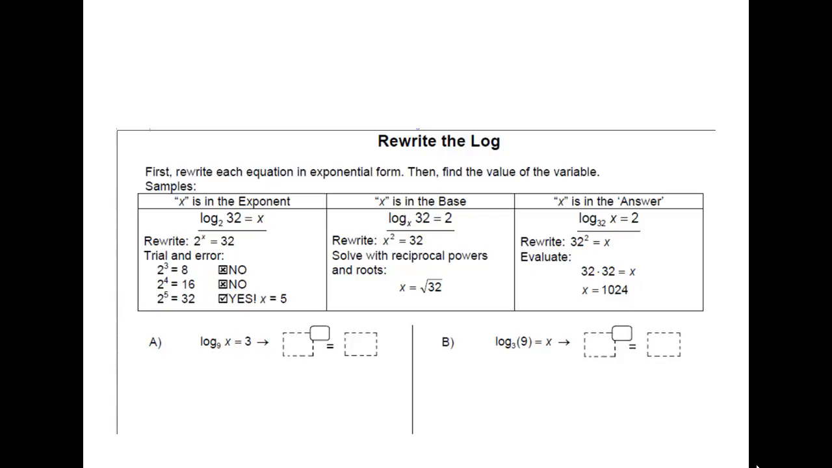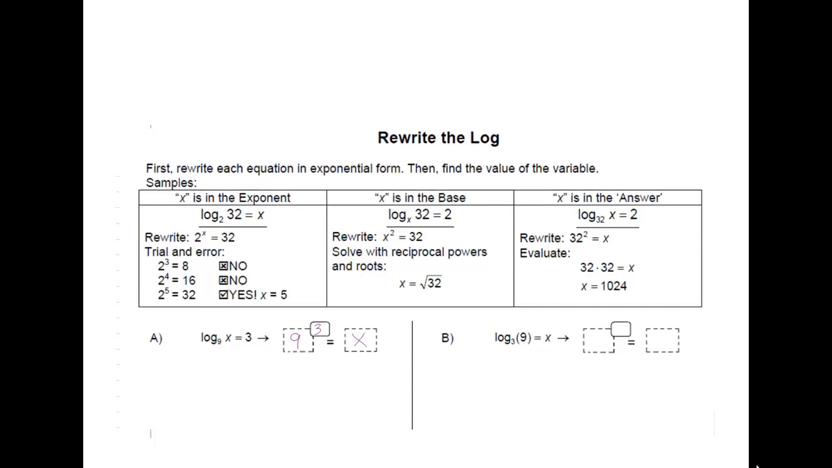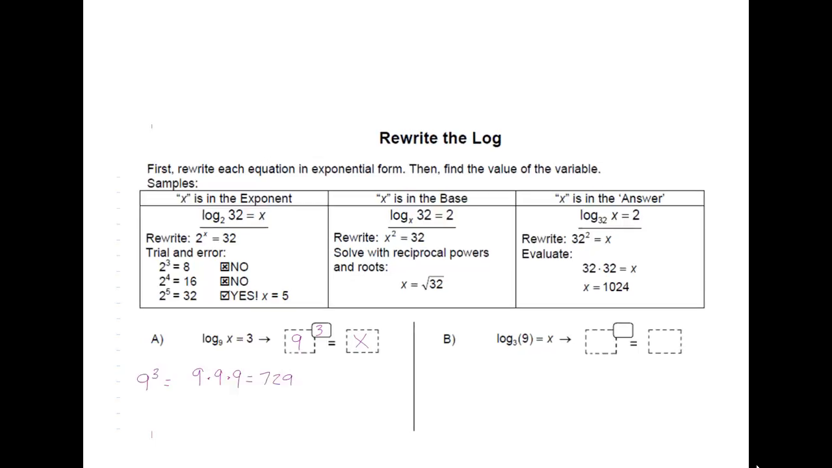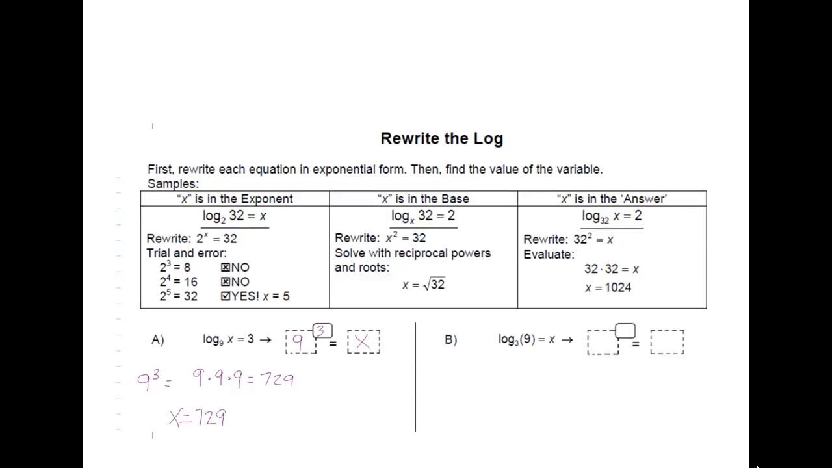So if we see letter A, log base 9 of x is equal to 3, we have the x as the answer or argument. So it's going to be like the third scenario up on the top. So this is the way we would rewrite it. 9 to the third power equals x. That would mean 9 times 9 times 9, which is 729. So that would just let us know that x is 729.